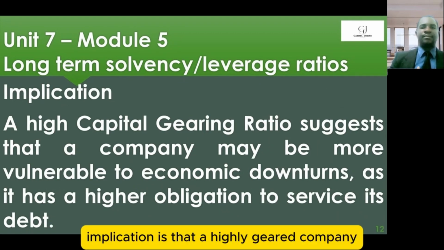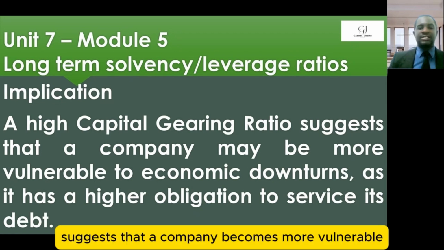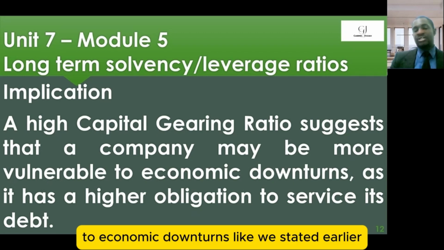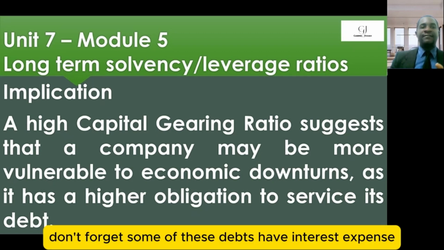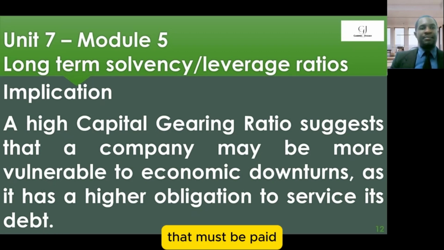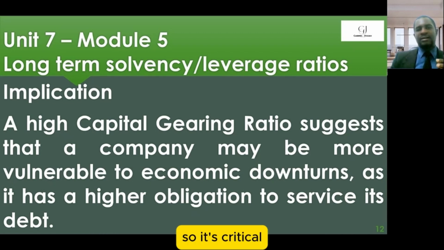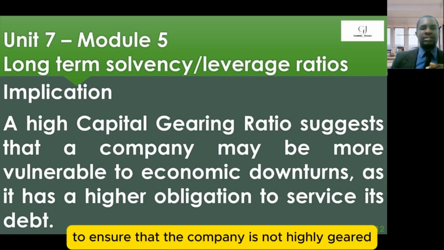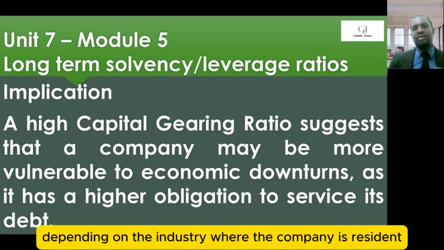The implication is that a highly geared company, or a high capital gearing ratio, suggests that the company will be more vulnerable to economic downturns, like we stated earlier, as it has a higher obligation to service its debt. Don't forget, some of these debts have interest expense that must be paid from the profit before tax of the company. So it's critical that balance is struck to ensure that the company is not highly geared, but moderately or lowly geared, depending on the industry where the company is resident.